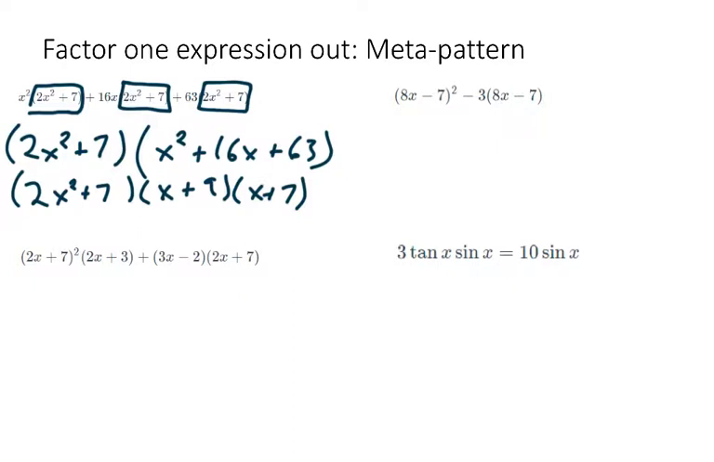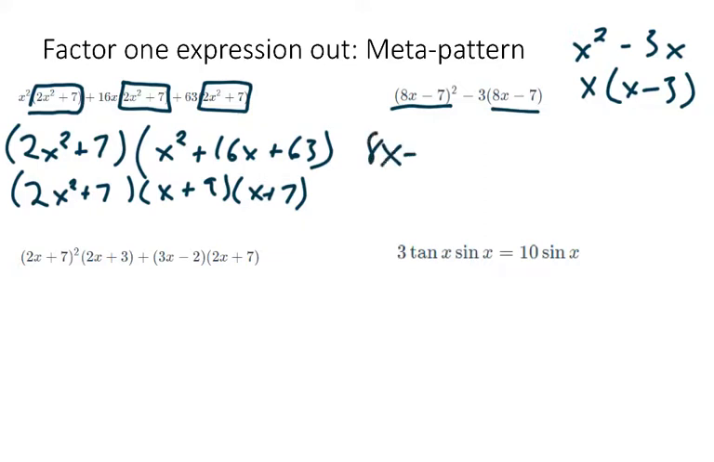Now for here, if you're getting stuck with this, you can think of this as like an x or a u or something. So this would kind of be equivalent to, well, if I had x squared minus 3x, how would I factor that? Well, I would pull out an x, and that's it. And it'd be x times x minus 3. I'm going to do the exact same thing here. I'm going to have 8x minus 7.